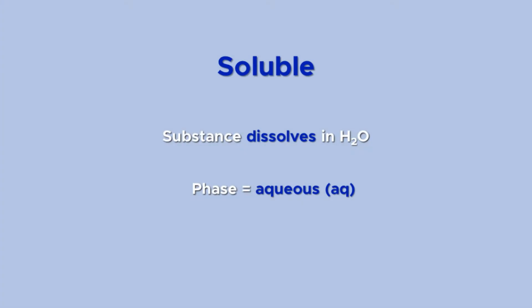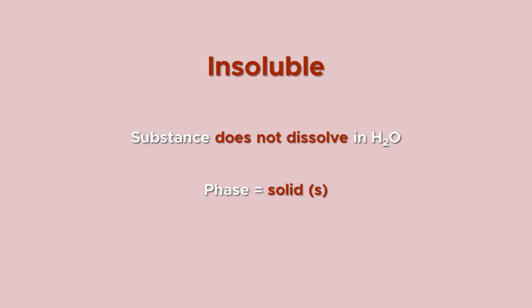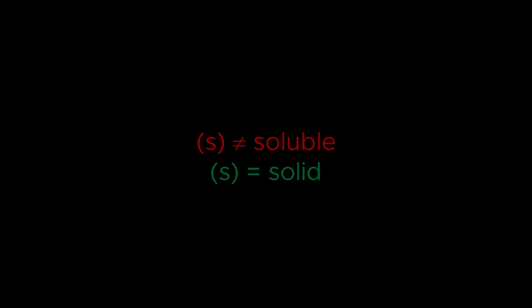A compound is soluble if it dissolves in water and creates a homogeneous solution. In a chemical equation, we would note the phase of the ionic compound as aqueous, written as AQ. A compound is insoluble, which means not soluble, if it does not dissolve in water. The mixture is heterogeneous because it consists of two separate phases, a solid and a liquid. In a chemical equation, we would note the phase of this ionic compound as a solid, written as S. Be really careful not to note a soluble compound as S. S stands for solid, not soluble.